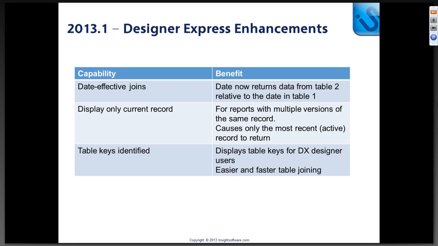And then the final enhancement for Designer Express, and this is more for the designers, is that the table keys are identified. So the primary and the foreign keys are now identified in the description field in the table mapping screen when you're in DX. And this will make it a lot easier and faster for table joining.